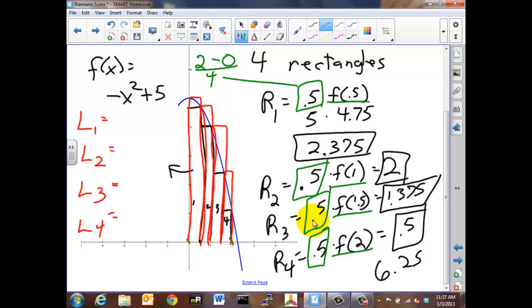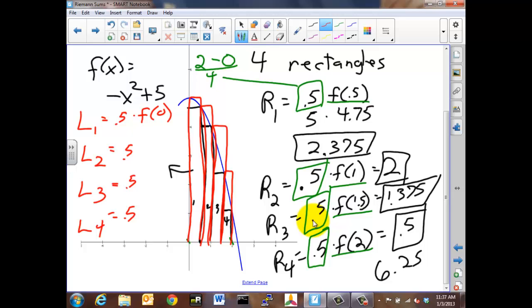I'm not worried about the numbers. I want to know what's the width on each one of these. Still 0.5 because we still got 4 of them. Okay. So what's the function value for this first one? Not the actual number. It's f of what? F of 0. Because see, instead of stopping right here, I went all the way to the top of the curve and went over. So this first one is f of 0.